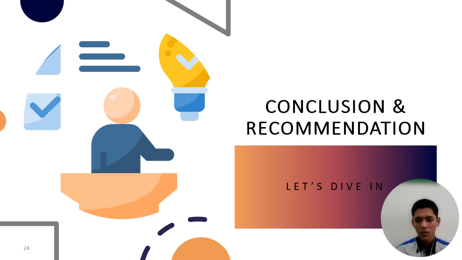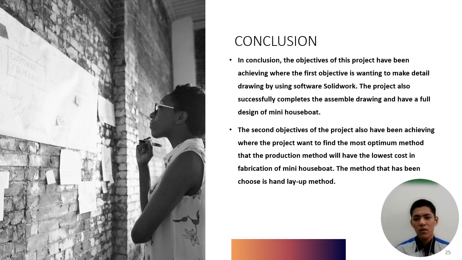After that, we go through the conclusion and recommendation. In the conclusion, the objective of this project has been achieved, where the first objective was to make the detailed drawing by using software. The project also successfully completed the assembled drawing and has a full design of the houseboat. The second objective of the project has also been achieved, where the project wanted to find the most optimal production method that will have the lowest cost in the fabrication of the houseboat.